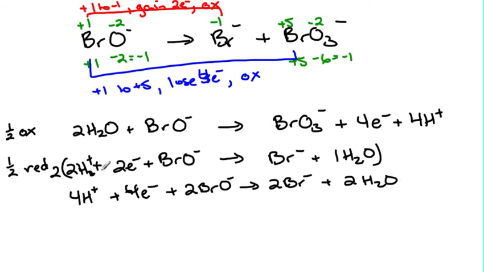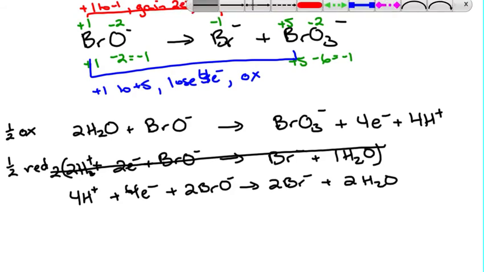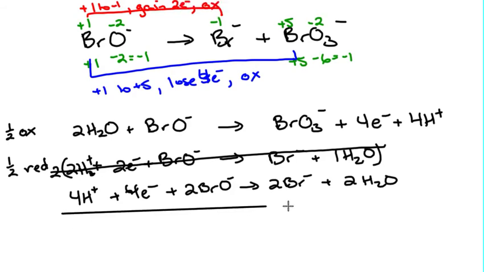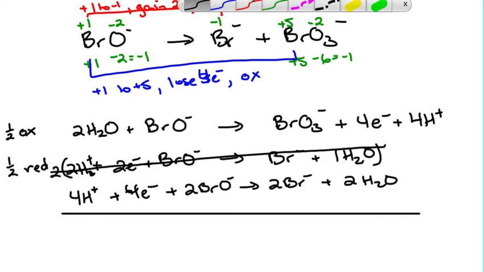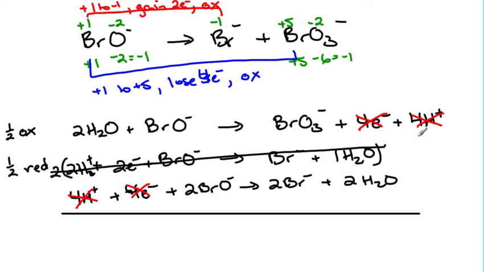So now this no longer exists. If you notice what happened, my number of electrons are now equal. So I'm going to cancel my electrons. There's 4 here and there's 4 here. Now notice also that I have 4H+ here and 4H+ here, so I can cancel out 4H+ here and 4H+ here. Now notice also, I have 2 water here, so I cancel that and I cancel that.